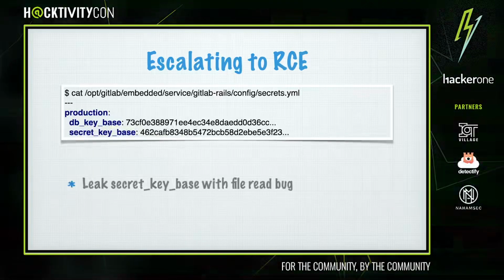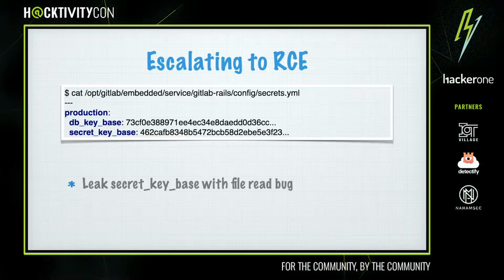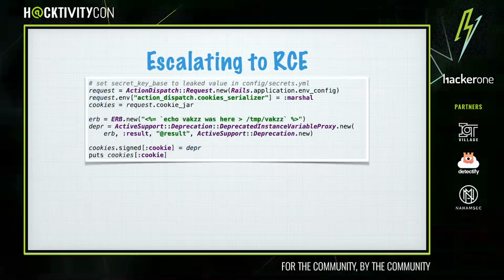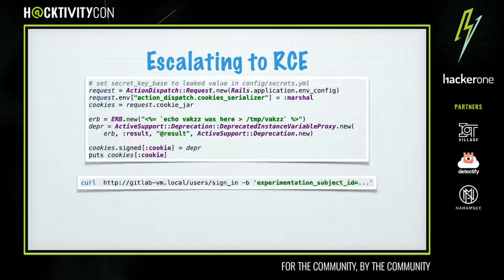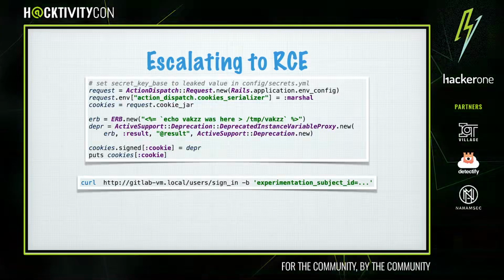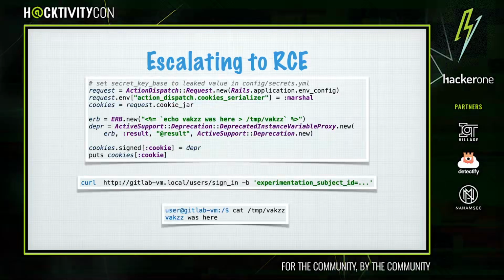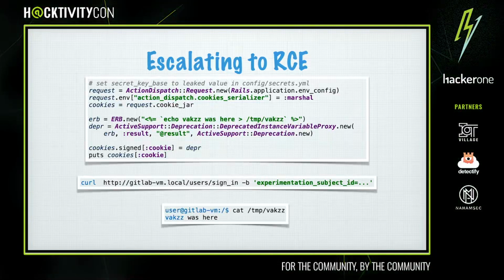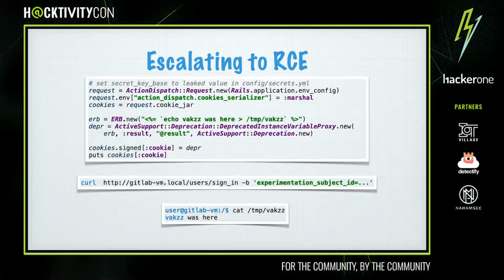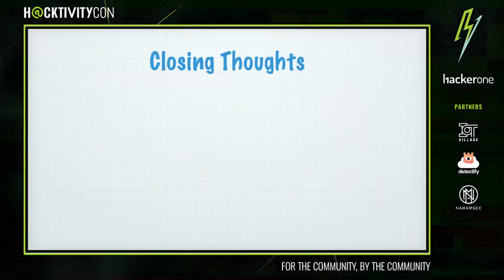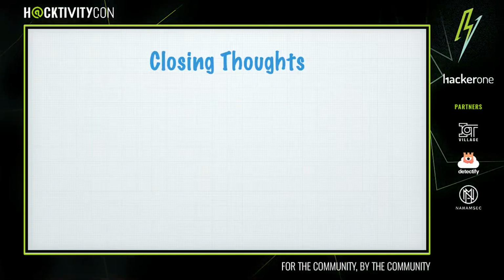So combining all of this, we can use the arbitrary file read to leak the secret key base. We can then use it to sign a malicious Ruby object and then send it to Rails via the experimentation subject ID cookie, which will then be deserialized via Marshal due to the hybrid cookie strategy, causing our payload to be executed. So that's been my bug bounty journey and a bit of a look at what my process is like.